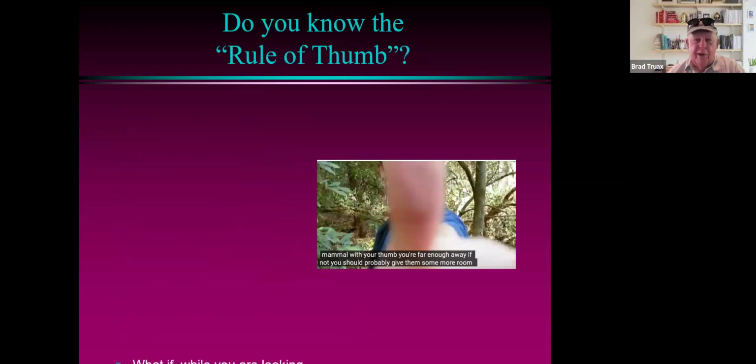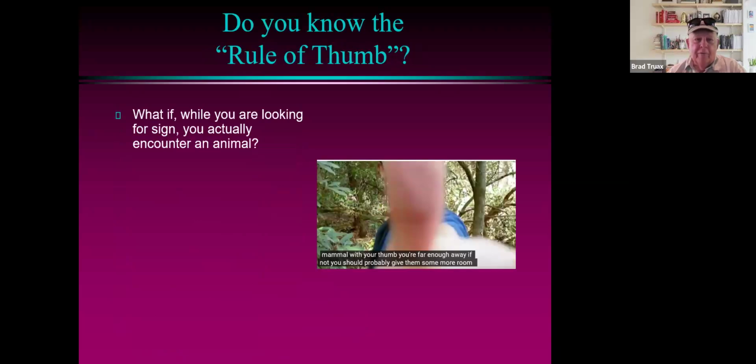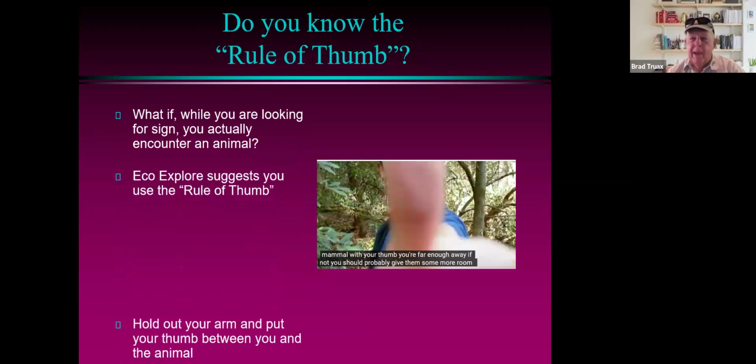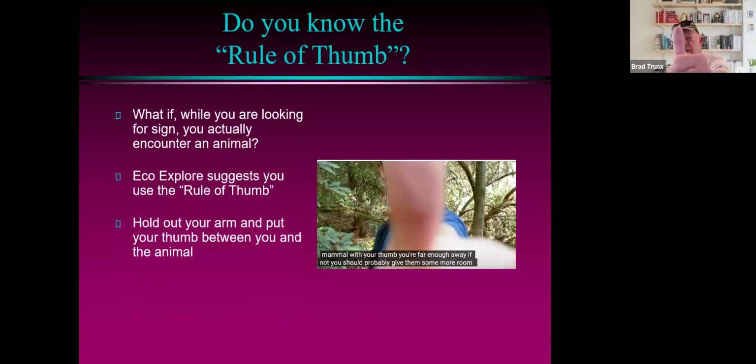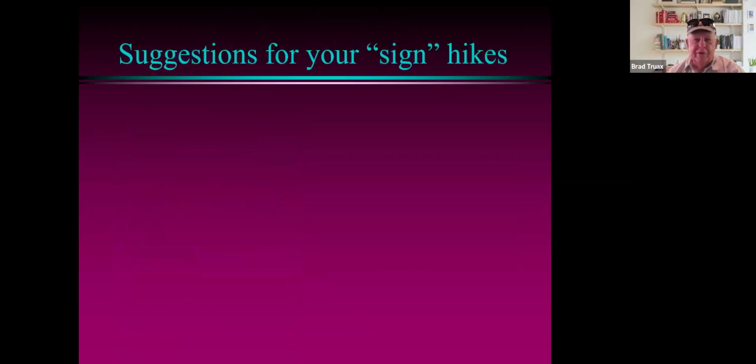Did you know there's a rule of thumb? I didn't know this till recently. So what if you're actually out looking for sign and you encounter an animal? Well, the EcoExplorer website suggests you use the rule of thumb. Basically, you hold out your arm and put your thumb between the animal and your eyes. And if you can't fully block out that animal, you're probably too close. If you can still see the animal, you're probably at a safe distance.